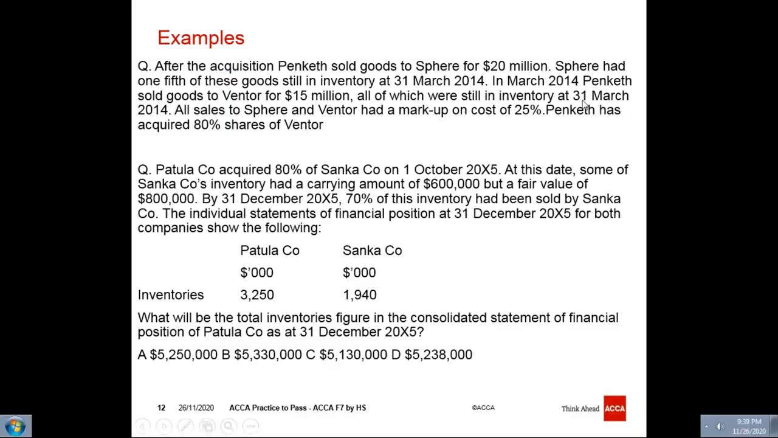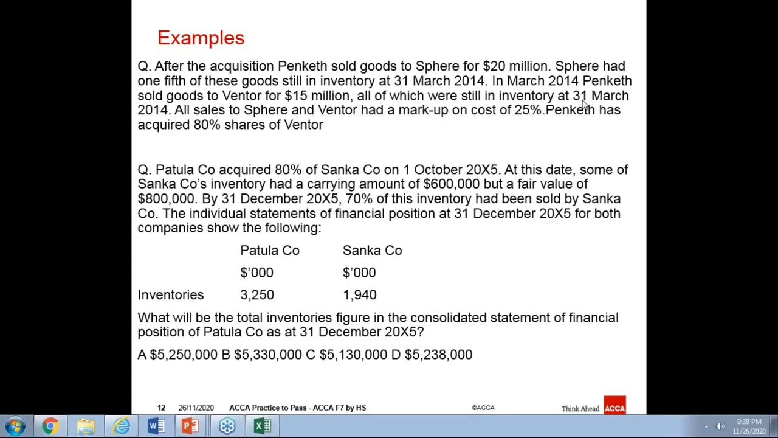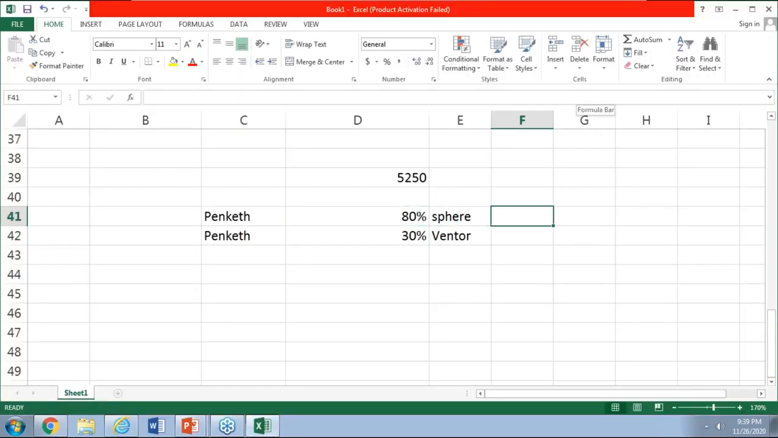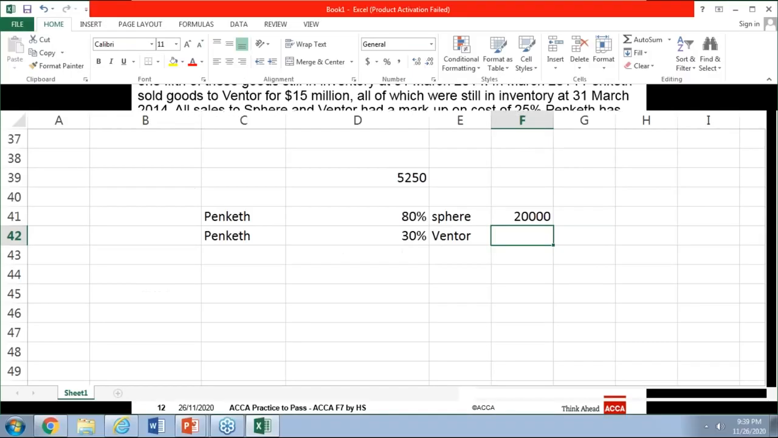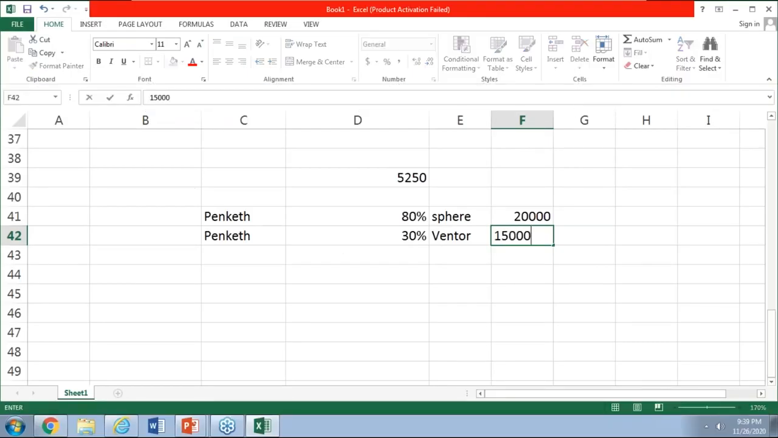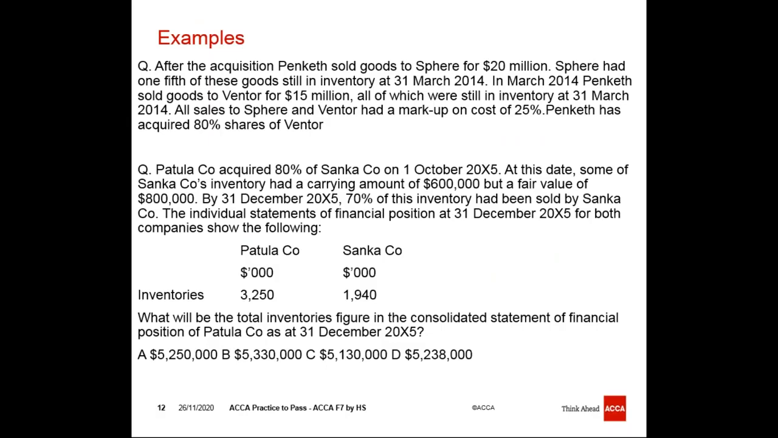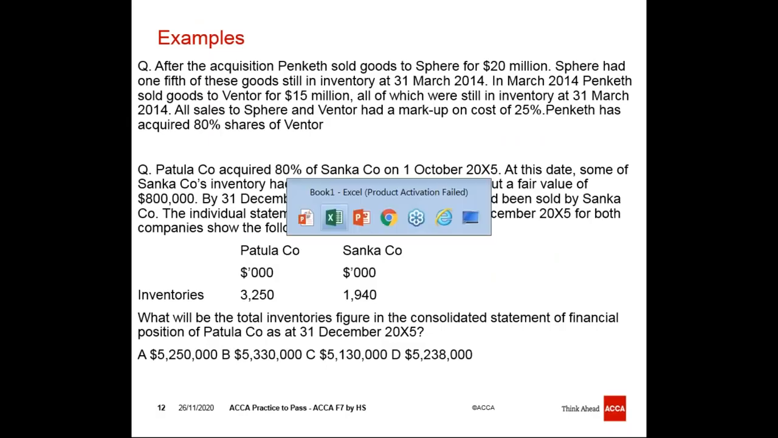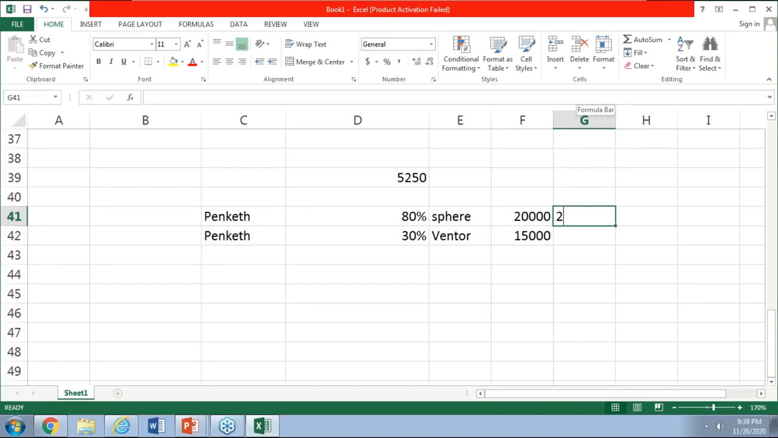Okay. How much did we sell to Sphere? Goods with a value of 20 million. And how much did we sell to the Venter? 15,000. Markup 25%.